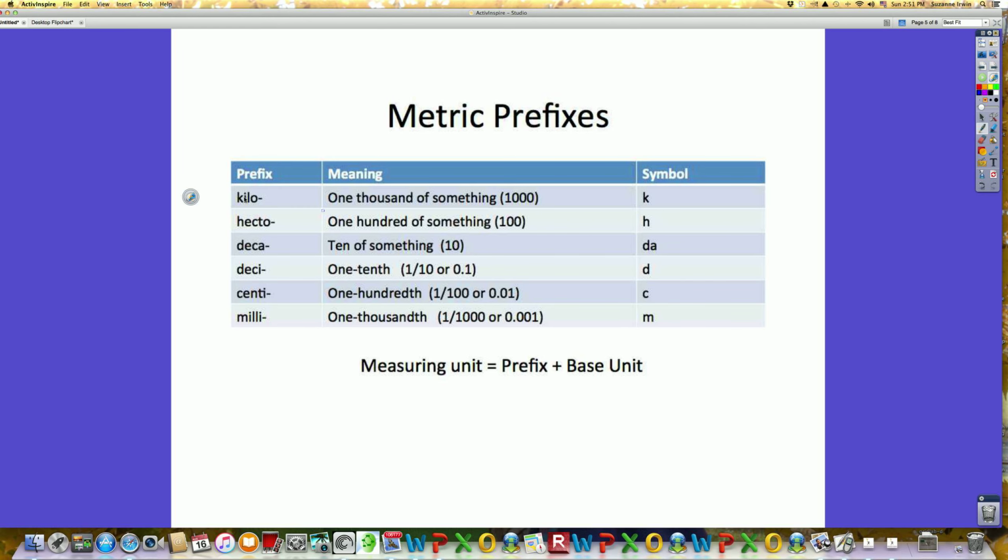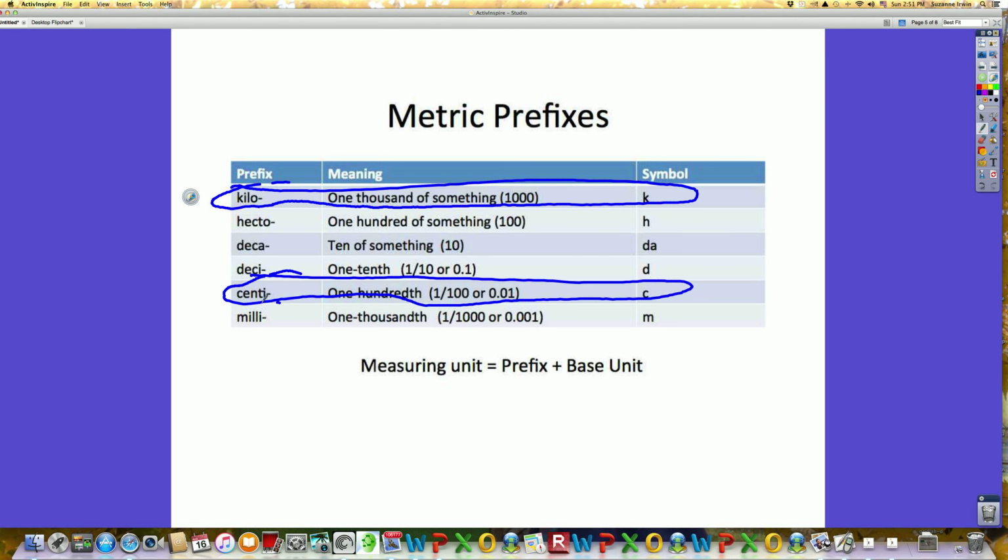So these are the symbols that we're going to work with in this class. The ones we will focus on most will be the kilo, which is 1,000 of something, the centi, and the milli. The other ones are important, but we won't use them as much. And you can put these prefixes in front of any base unit.